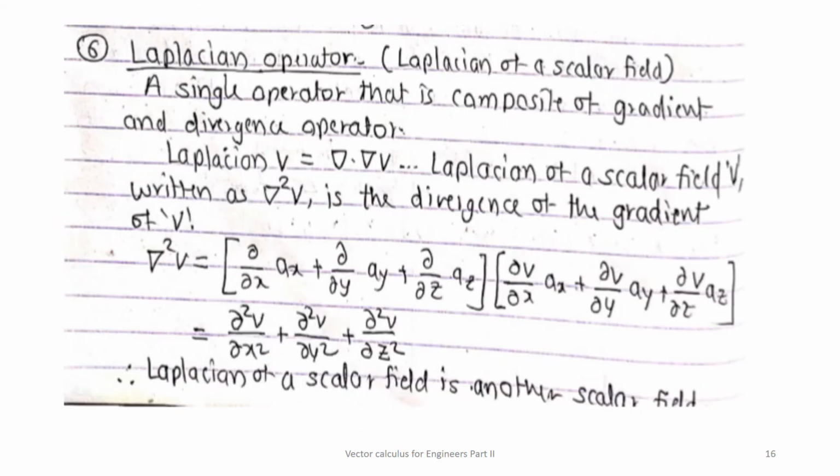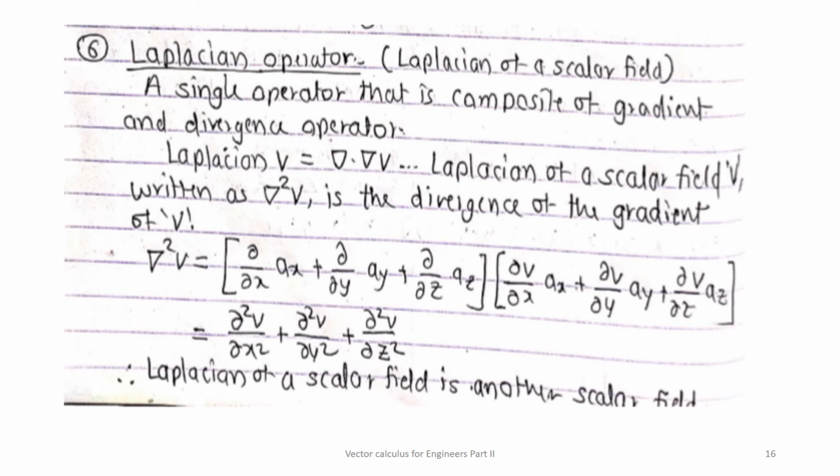There is one more operator called the Laplacian operator, the Laplacian of a scalar field. We will define the Laplacian for a scalar field as a single operator that is a composite of gradient and divergence. So here we are going to use gradient as well as divergence. The equation is written: Laplacian of V is equal to divergence of gradient V. Always we denote a scalar field by V and a vector field by A. So here it is about the scalar field: divergence of gradient of V. Here you can write it as del square V.